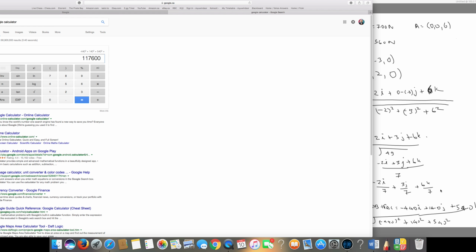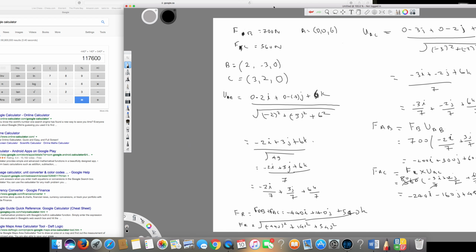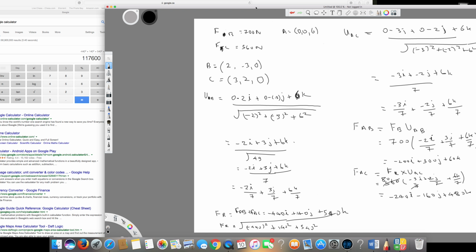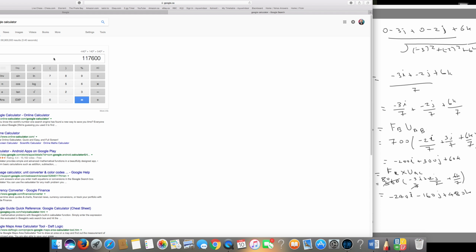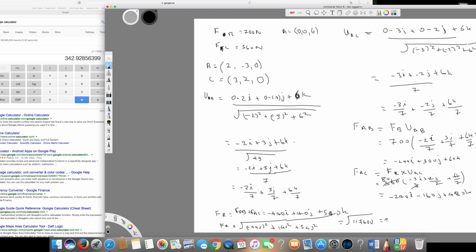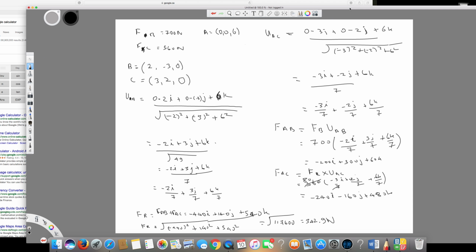Let's see the value. It's 117600. So the value is giving 117600. Let's put the value down here. It's the square root of 117600. Now I square root this number. Let's see what happened. If I put it, it's going to be 342.9 Newton. So this is my resultant force, but we are not done yet.